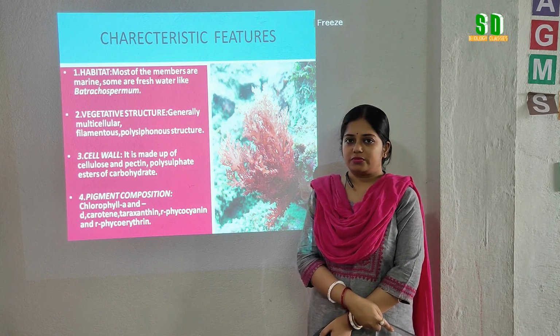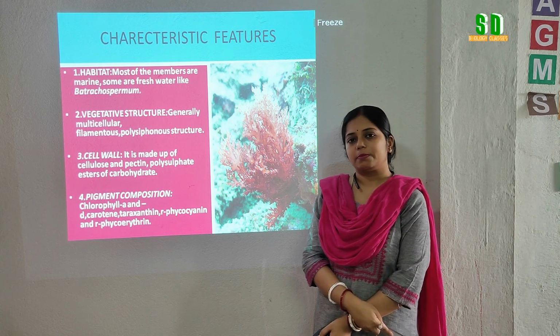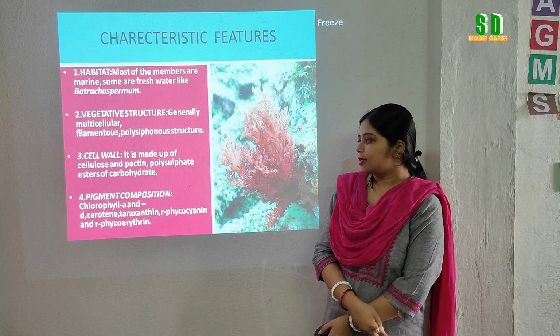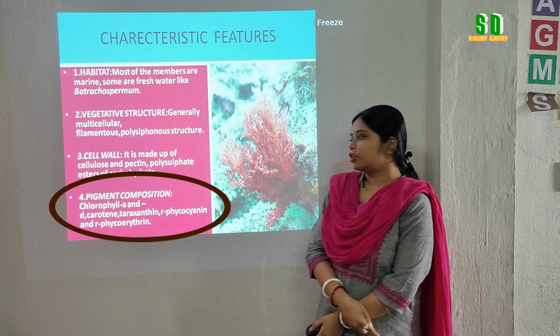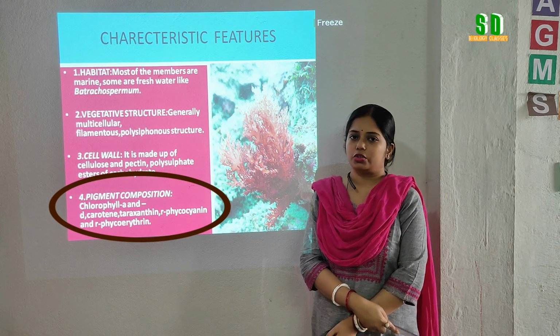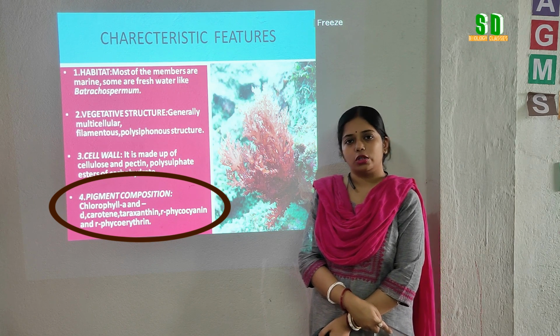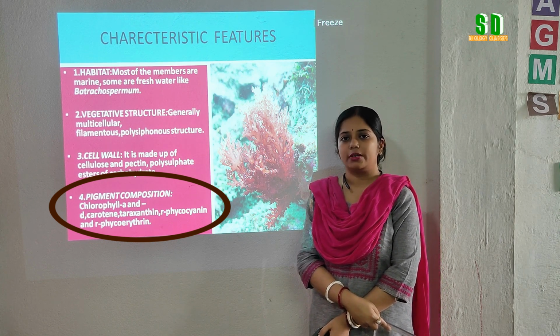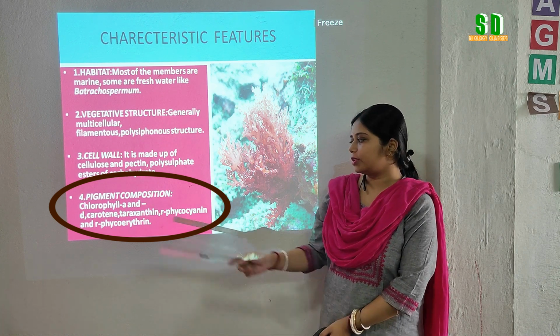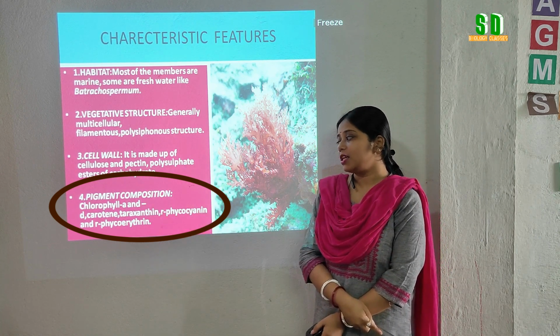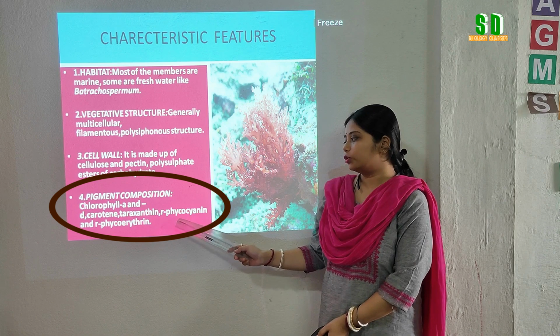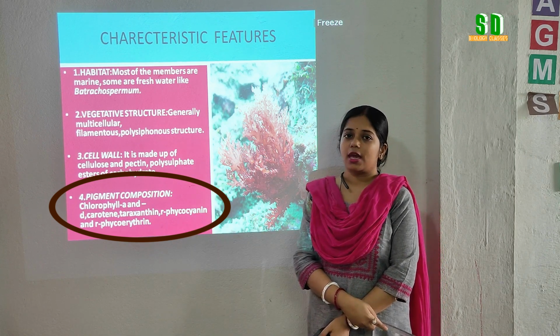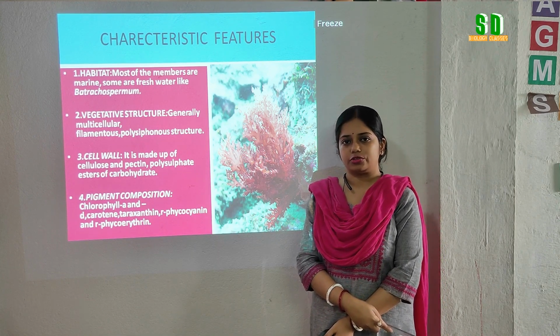Now the most important feature of Rhodophyta, that is pigment composition. In the case of rhodophycean members, we can see chlorophyll a and chlorophyll d. They also have xanthophyll. The carotenes they have are alpha and beta carotene, and the xanthophyll they have is zeaxanthin. In addition to these pigments, they also have R-phycocyanin and R-phycoerythrin.